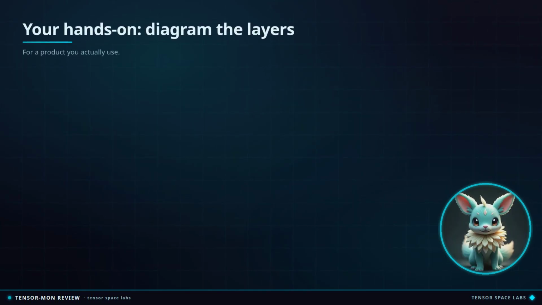This week's assignment. In your notebook, pick a real AI product. Cursor, ChatGPT, Discord bot, anything. Then label all 6 layers. What is the model? What is the API? Who is the serving layer? There is no wrong product to pick. The exercise is the labeling.